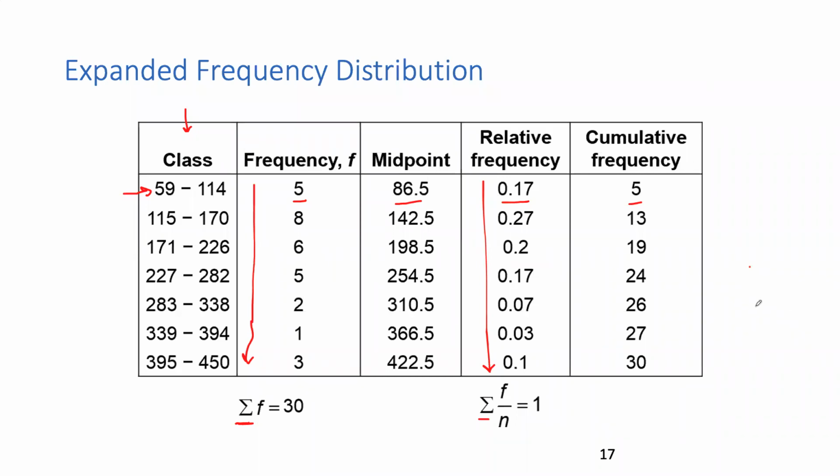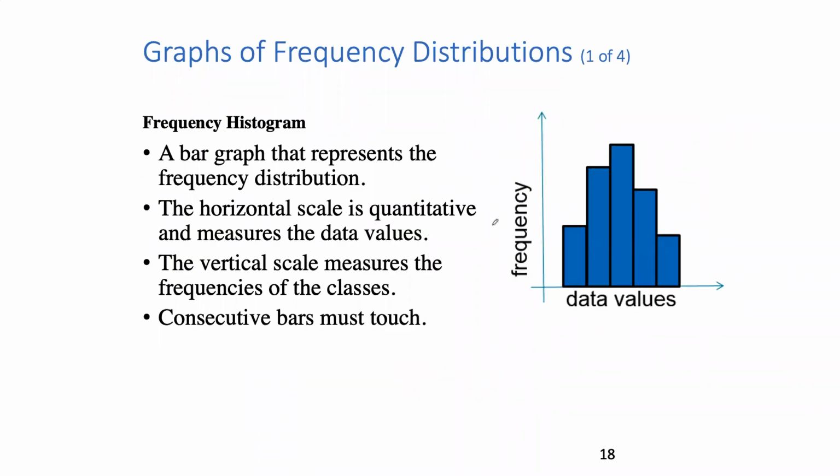Let's look at the graphs that you can do. Let's think about graphs of frequency distributions. The first frequency graph that we'll talk about is what we call the frequency histogram. The frequency histogram is just going to chart out what the frequency of each of these classes looks like. One crucial thing here is that consecutive bars must touch each other. The height of each of these bars represents the frequency of that class.